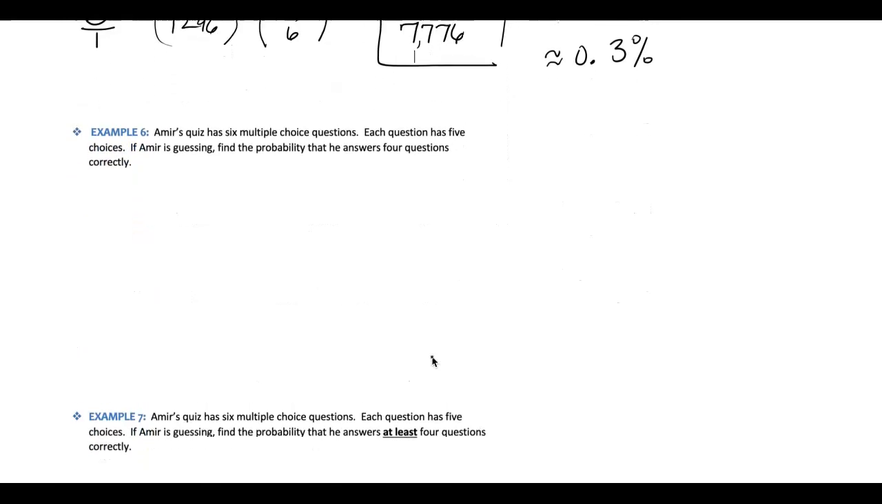Example 6. Amir has 6 multiple choice questions. Each question has 5 choices. If Amir is guessing, find the probability that he answers 4 questions correctly. Since there are 6 multiple choice questions, we're actually repeating the experiment 6 times. Each question is its own response.